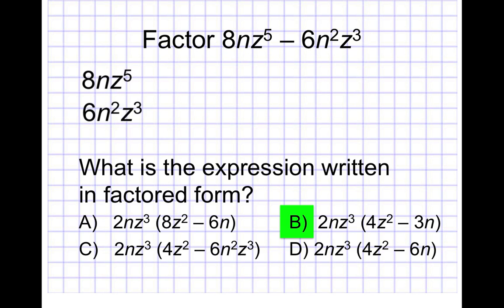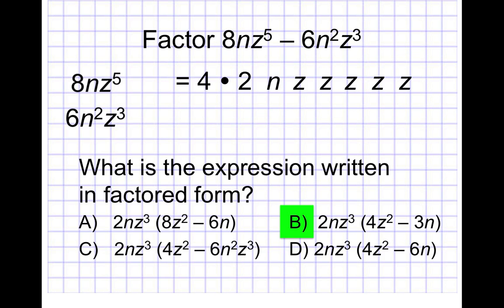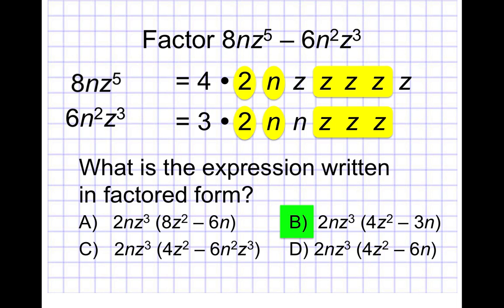First, we look for what these two terms have in common. 8nz to the fifth would be this all factored out. 6n squared z to the third would be this all factored out. What they have in common is a 2, an n, and 3 z's. So that's our greatest common factor. And then what's left over is 4z squared in the first term and a 3n in the second term. So there's our other factor.